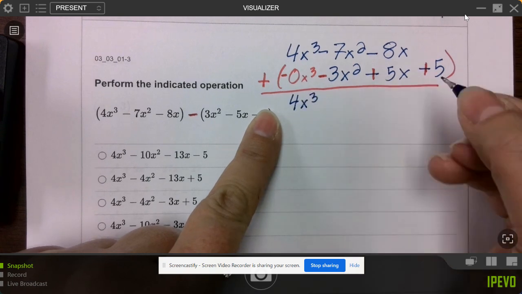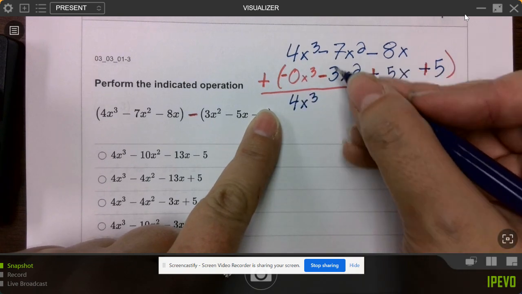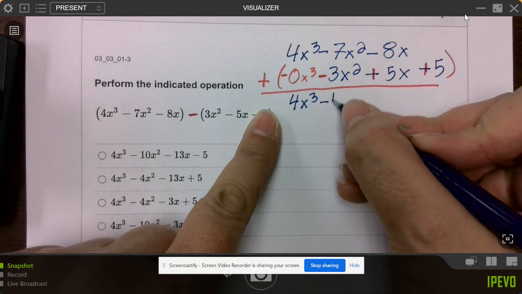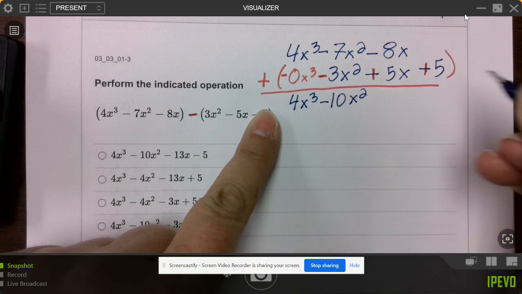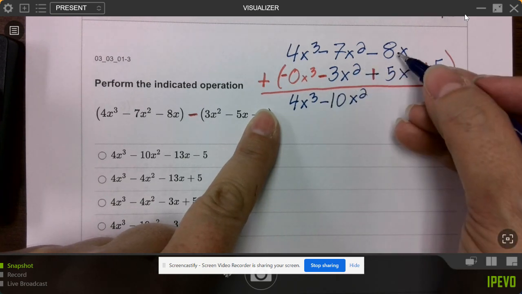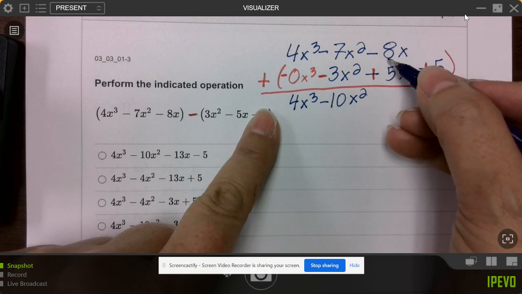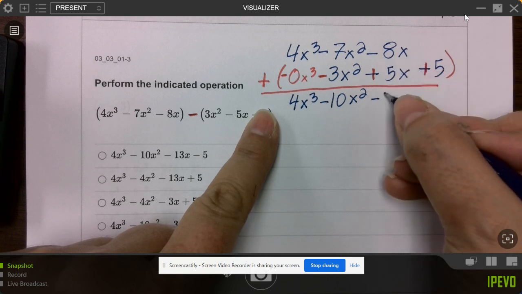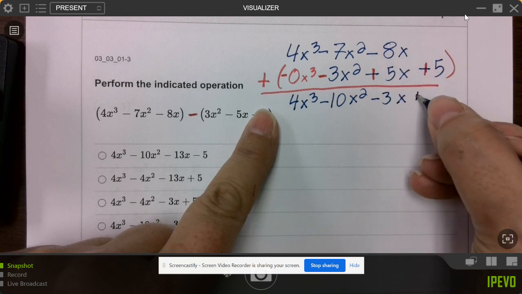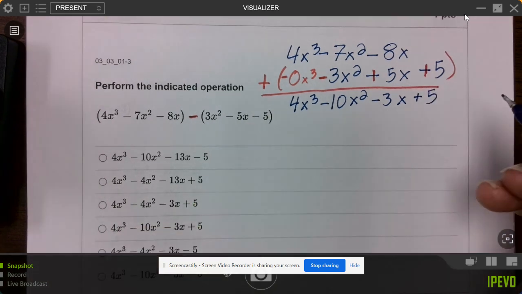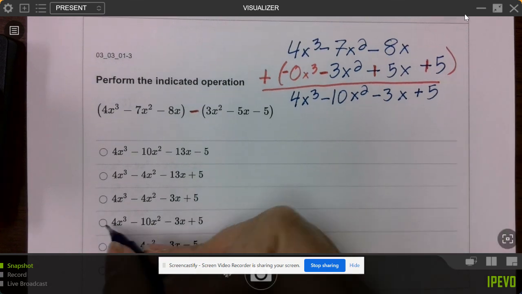4x cubed. We just bring that one down. Everybody notice that these are both negative, so it's going to be negative 10x squared. Same sign, just add. Opposite sign, subtract. Add the sign of the larger number. So if it's negative 8 degrees, it goes up 5, it's now going to be negative 3 degrees. And then I bring down just that plus 5. So you look for which one matches, and it would be this one down here.